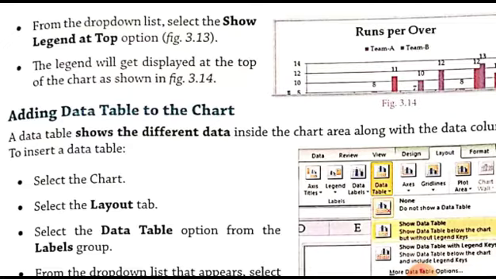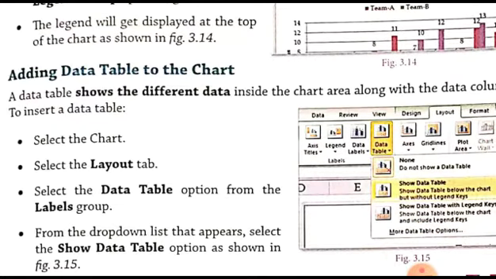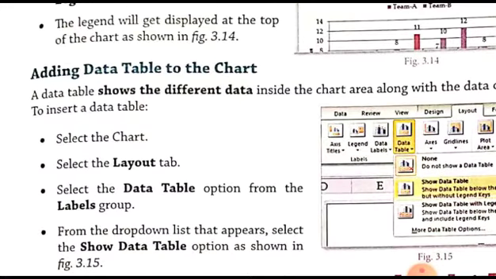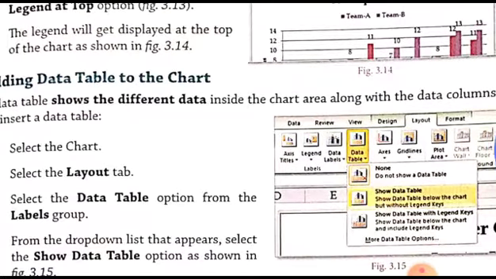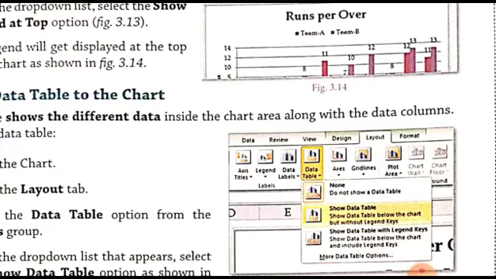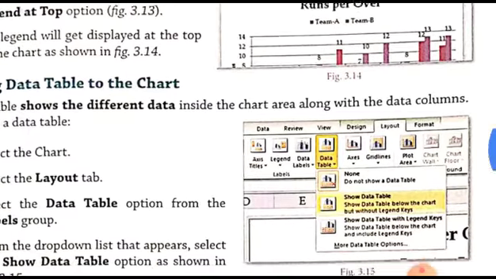as shown in this figure. Now the next topic is how we can add the data table to the chart. A data table shows different data inside the chart area along with the data columns. What does a data table show? It shows different data which is inside the chart area. It is showing the different data inside the chart area along with their data columns.